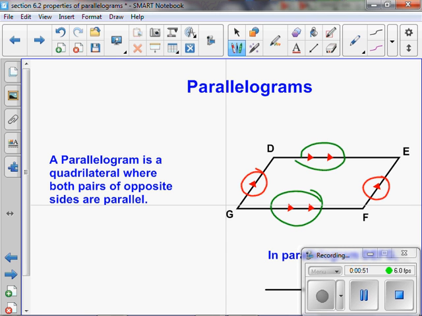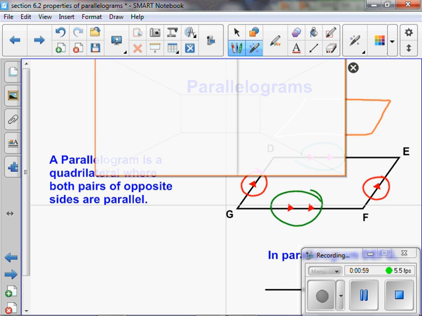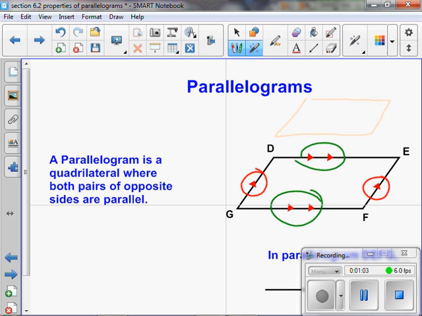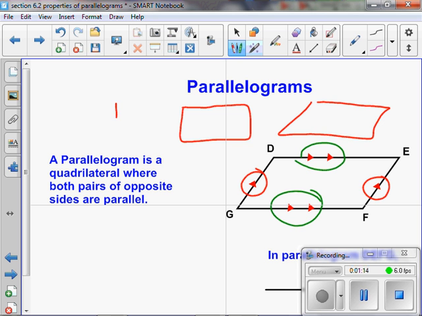So your parallelogram could look something like this. It could look like this. Oh, hey, I just found something new. Okay, but it could be a rectangle. It could look like the parallelogram I just drew. Or it could just be a square. All of these have both pairs of opposite sides parallel, and that's all that's required.